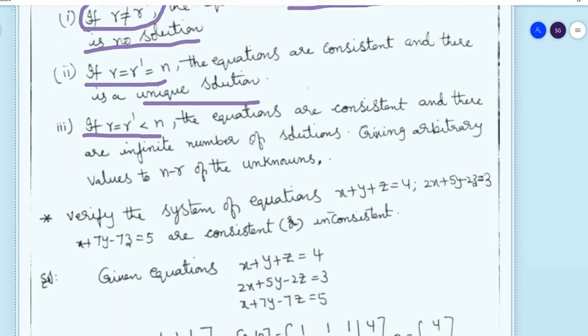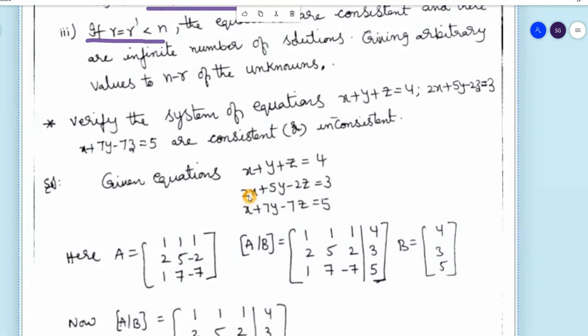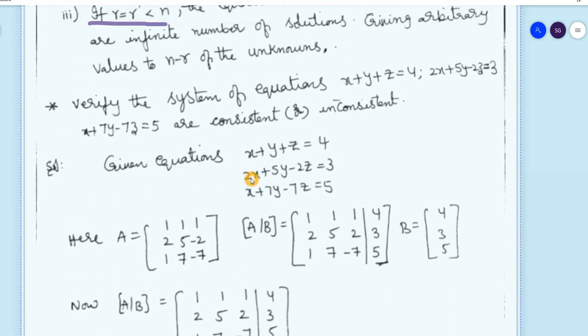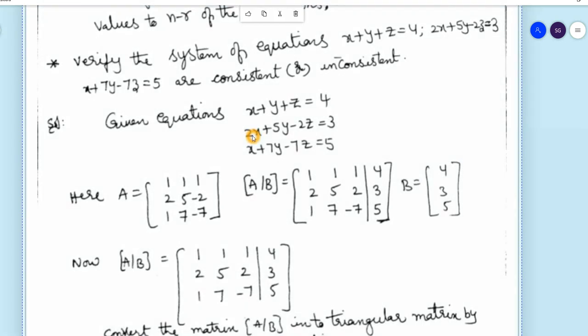Now let us conclude this with other examples. This is the system of equations which is consistent and inconsistent. So in my next video I will discuss with examples.